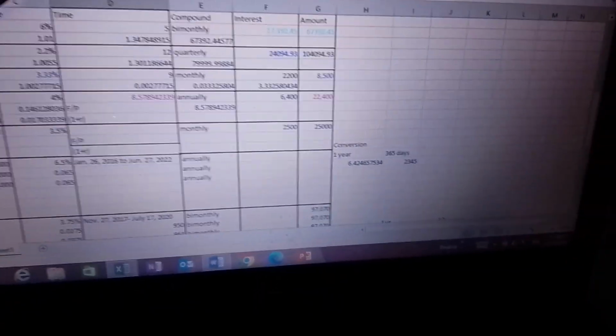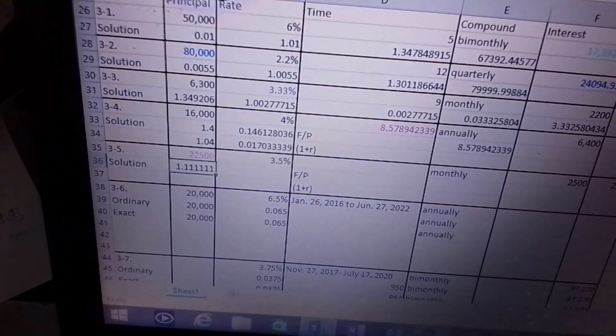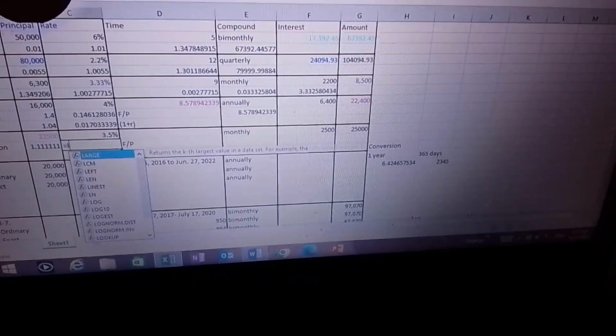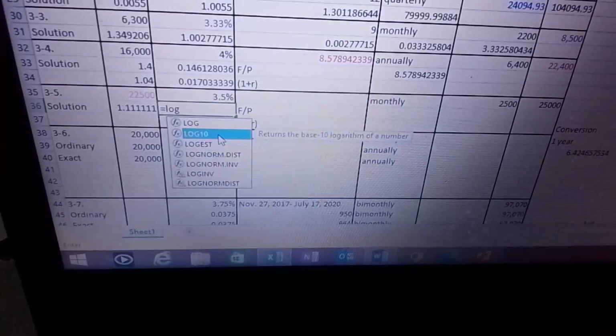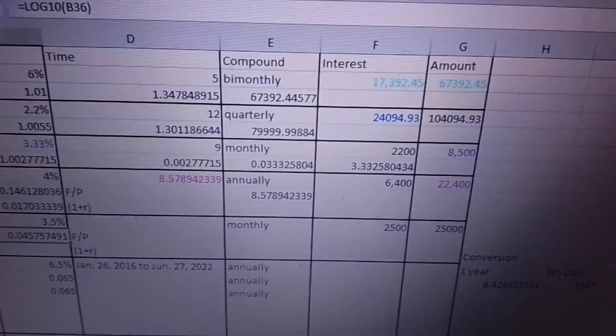Now, for future value divided by present value, here's what we're going to do. Remember, our future value divided by present value is this. Type equal, this is the answer, 25,000 divided by 22,500. And we should get 1.11111 and a bunch of ones. And then, taking the log base 10, you see the base 10? Log 10. Then choose the number. You should get this answer of, what is it?